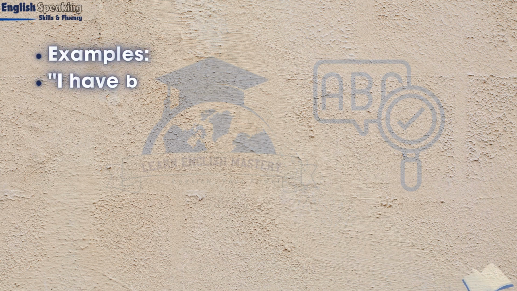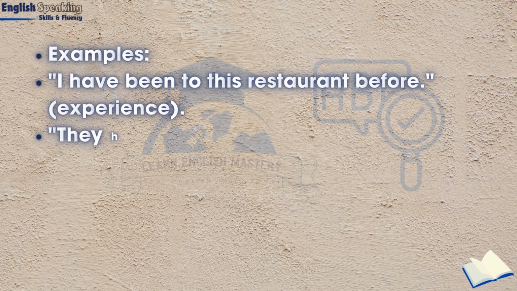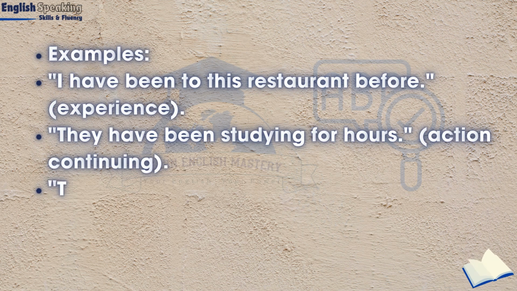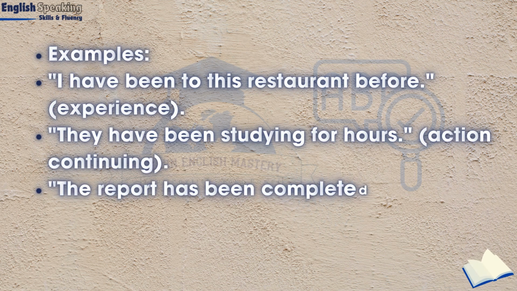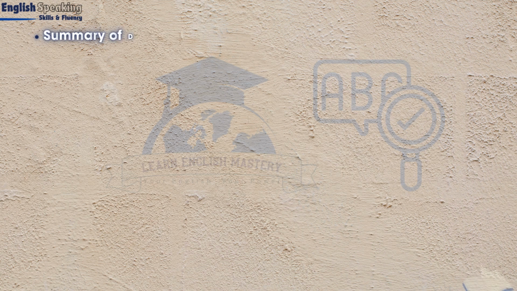Examples: I have been to this restaurant before. Experience. They have been studying for hours. Action continuing. The report has been completed. Passive voice.